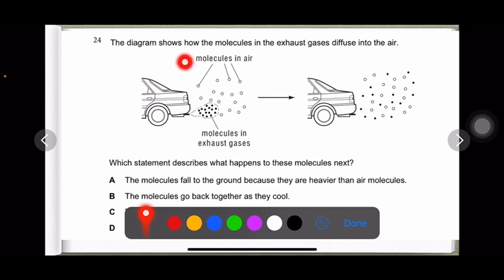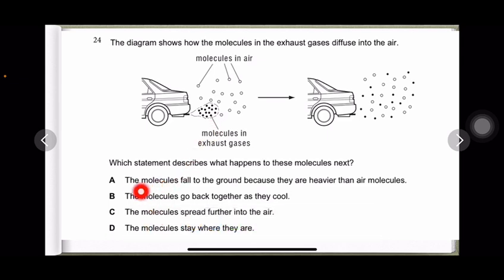The diagram shows how the molecules in the exhaust gases diffuse into the air. Which statement describes what happens to these molecules next? Here you can see the molecules of air, and these are the molecules in exhaust gases. After some time they are randomly distributed or evenly distributed.